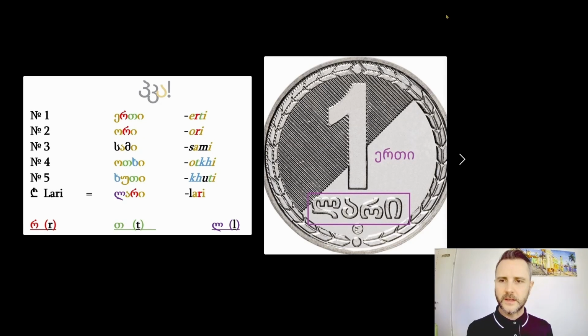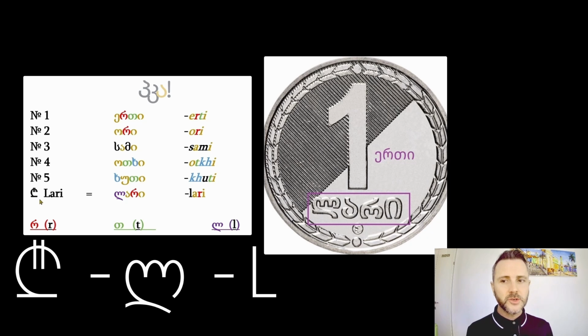Okay, so let's begin. The first thing we need are the names of the numbers: erti, ori, sami, otkhi, khuti, numbers 1 to 5. This is erti, number 1, erti lari, the currency of Georgia. Here I've written lari. This is the symbol of the currency, which is quite interesting because it's quite similar to the L that's used to name the currency, which I've just put here.